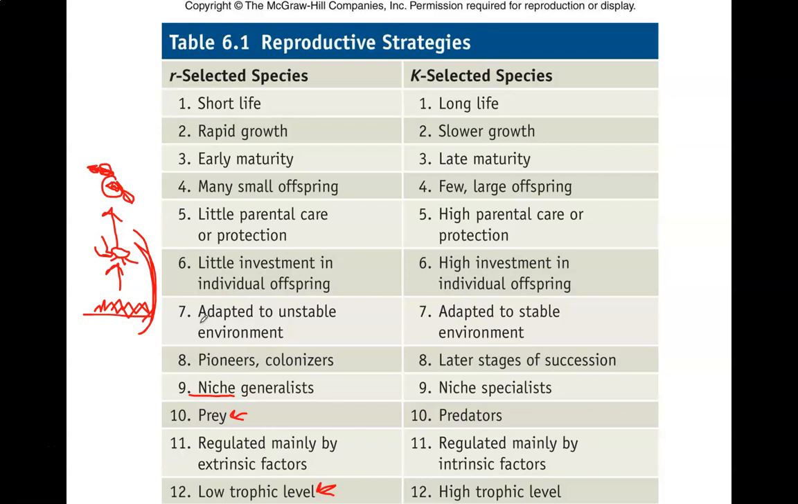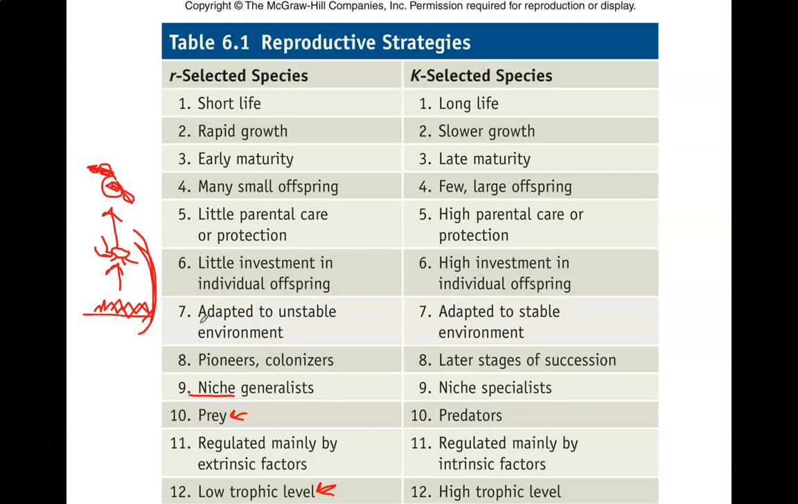I mean, our maturity before we start reproducing isn't until usually about 13, 14 years before we're able to start reproducing. Slower growth, definitely. We start off as infants who aren't able to do anything. And again, it takes us a couple of years before we're even able to move around by ourselves efficiently. And we can't even really feed ourselves for those first 4 or 5 years. So we are definitely K-selected.